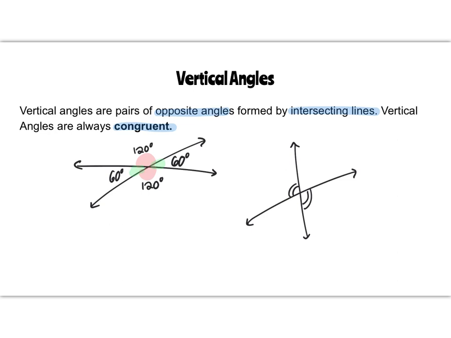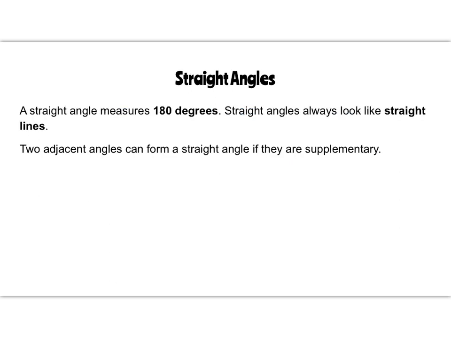See how I've used two arc marks for each of my vertical angles here to indicate that they are opposite of each other and that they are congruent? Now I might use one arc mark on the other pair of vertical angles that was formed by those intersecting lines. So that's another way that you can indicate that two angles are congruent to each other when you're considering vertical angles. Let's look at another angle relationship.